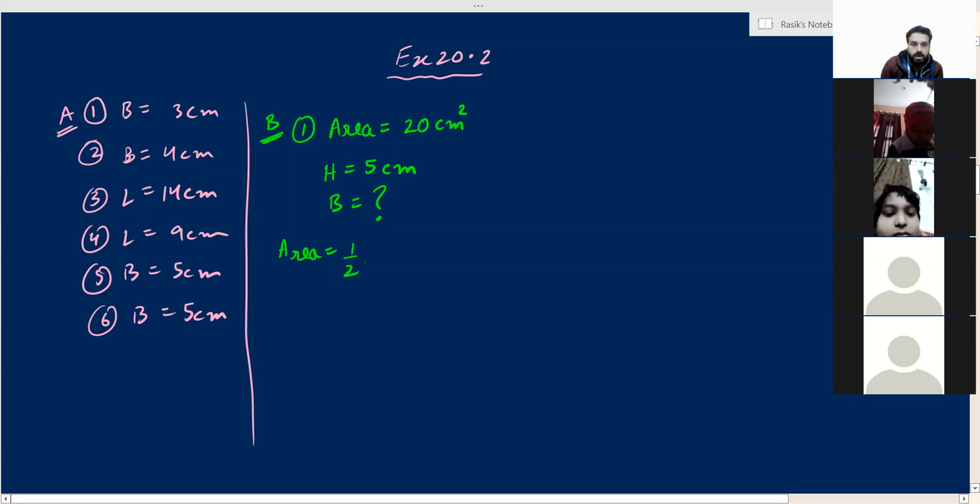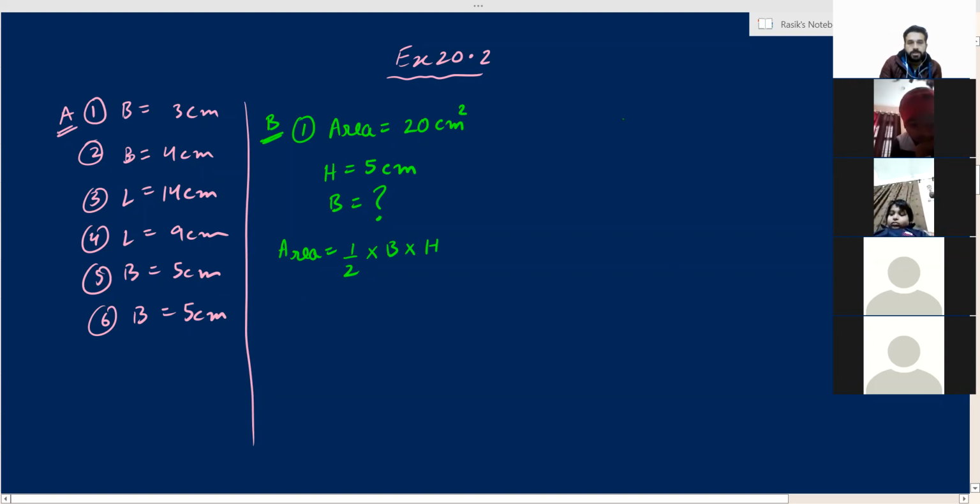Area is equal to half into base into height. This is the formula of area. We all know because it is a triangle. So that is why we will use the formula of area of a triangle. Am I right or not? Yes, sir.